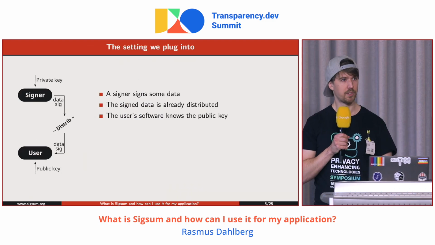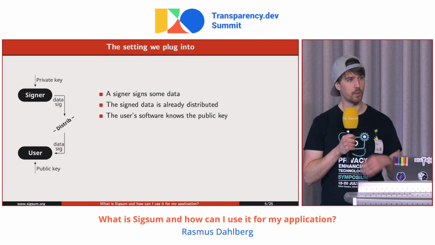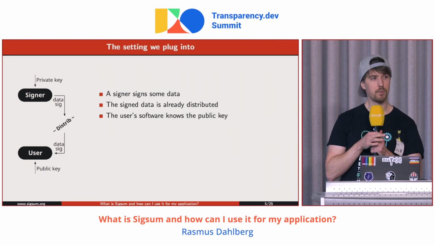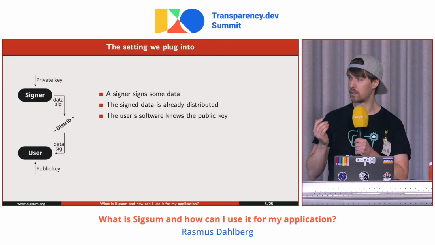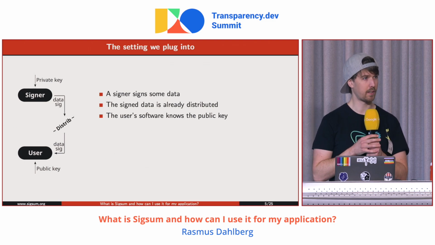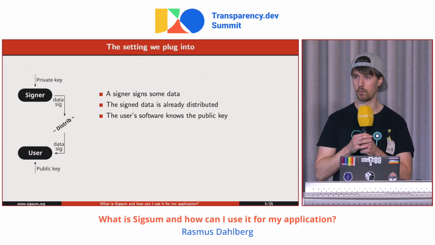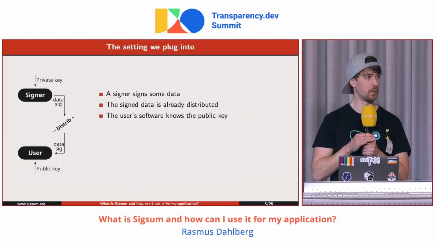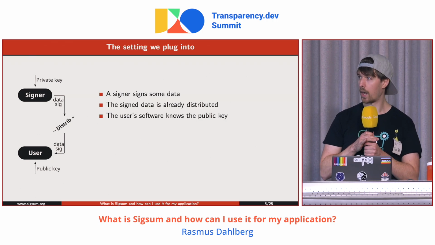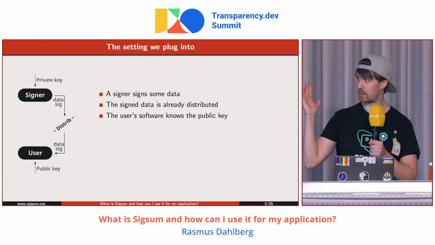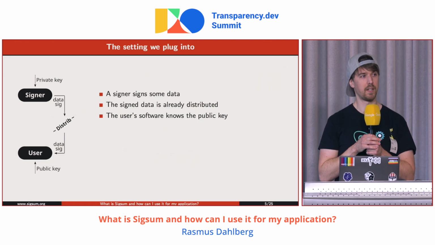All right, so suppose you want to use Sigsum. Sounds great to know what is happening with your signing keys. Here is the setting that we're trying to plug into. We're going to assume that you already have some data and you want to be signing this data. We're going to assume that you already have a distribution mechanism for this, so you already have a way to get the data and the signature to the user. We're not solving data distribution for you. Maybe you're doing this on a GitHub release page, maybe on a web server, whatever works for you. And we're also going to assume that the user knows the public key. So we're also not going to solve key distribution for you.